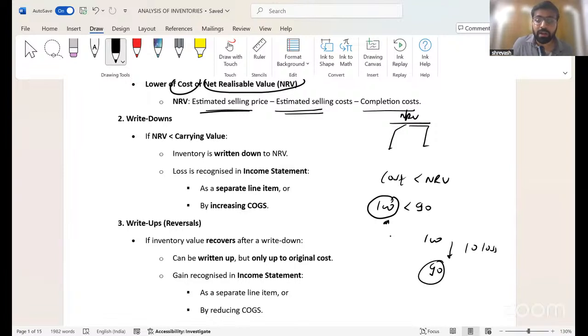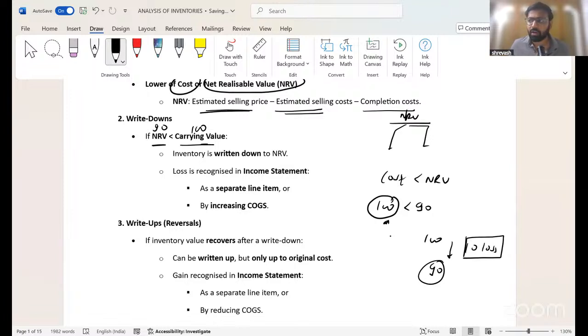Right. So whenever there is a write down, NRV is lower than the carrying value. In our case, NRV is 90 and carrying value is 100. So inventory is going to be written down. Fair enough, sir. There is going to be a 10 rupee loss in the value of the asset. Okay, how do I recognize that loss?